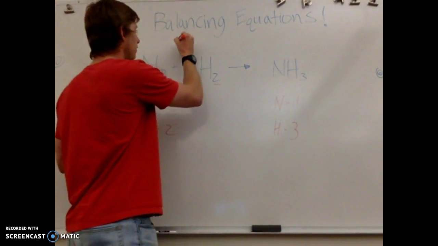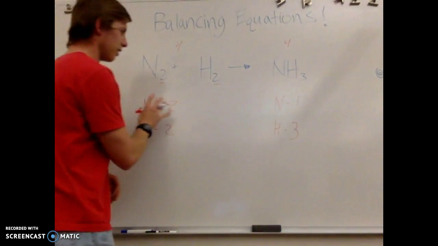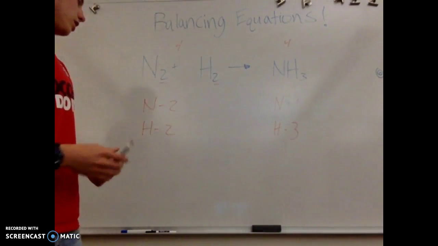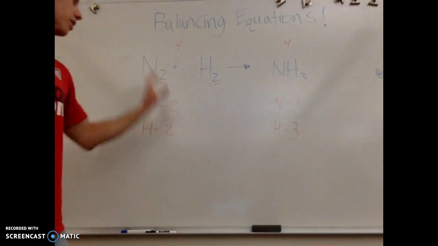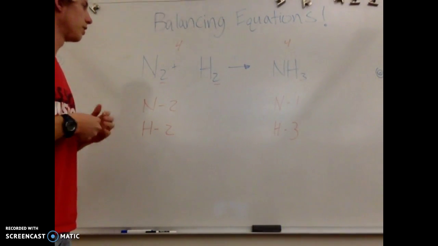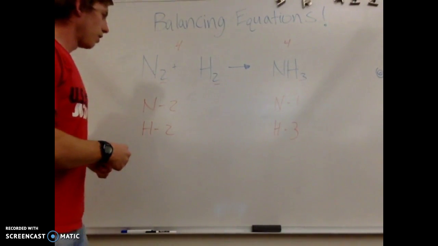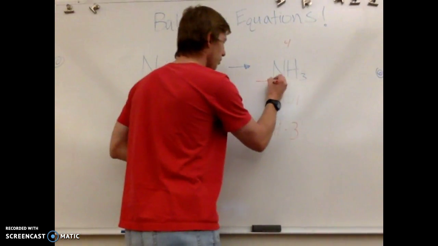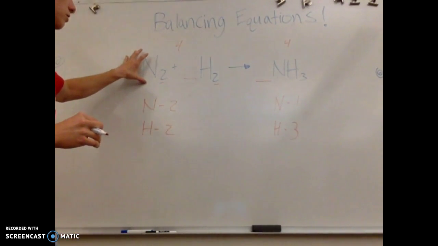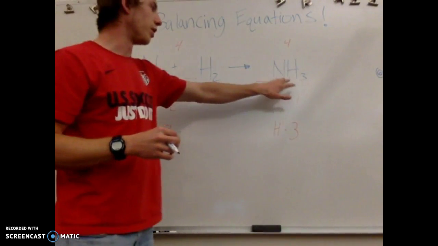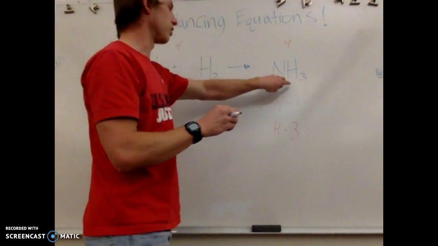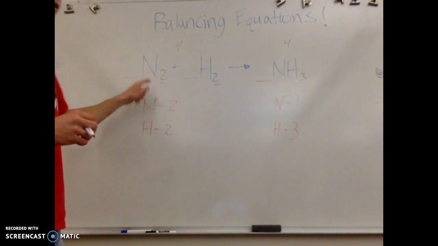So here we actually have 4 and 4, but it doesn't quite line up. We have 2 nitrogens here and 1 over here, and we have 2 hydrogens on this side and 3 on this side, which does not match up. That is not a proper equation. First thing we're going to do, I like to start out with the most complicated molecule. This is a single, but here we have 2 in the molecule. So we want to manipulate these ones first because these are easier to manipulate.